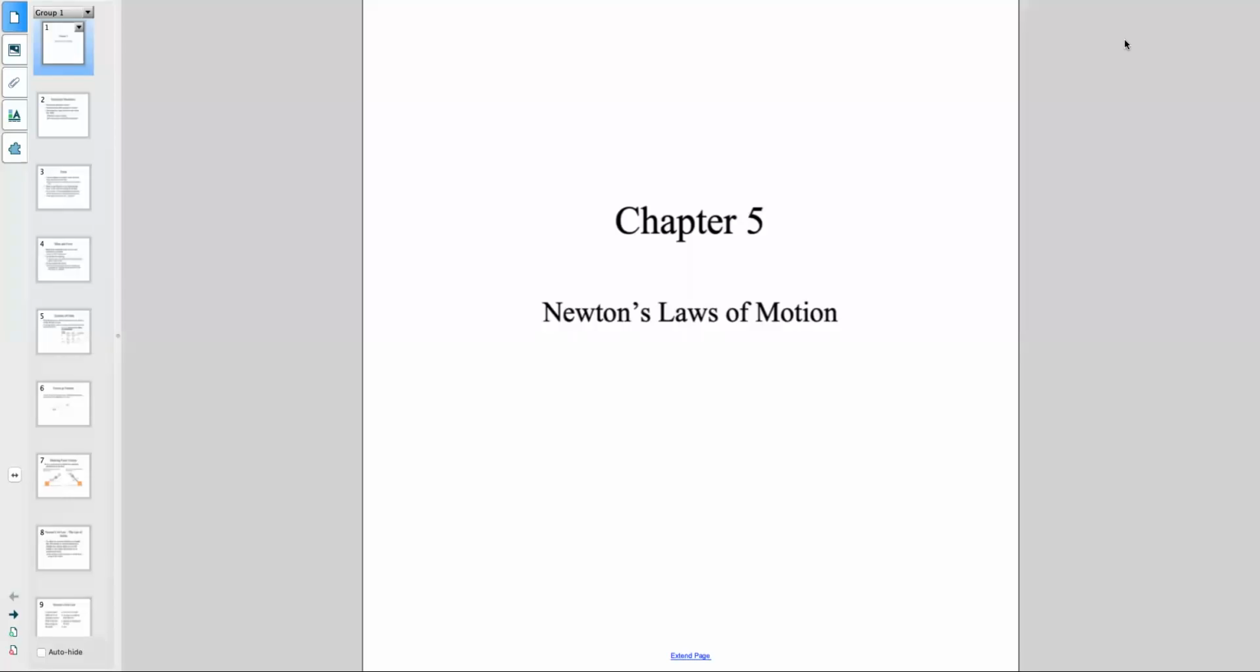Okay, let's talk about Chapter 5, Newton's Laws of Motion. It is a very important chapter and a fundamental chapter for the rest of the semester, or the rest of the first 10 to 13 chapters of this book. So please pay attention to this. It is very important.